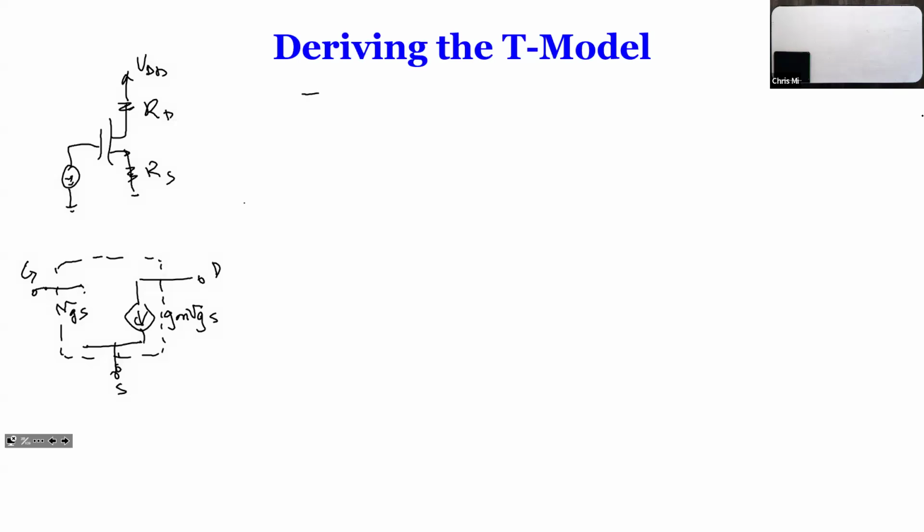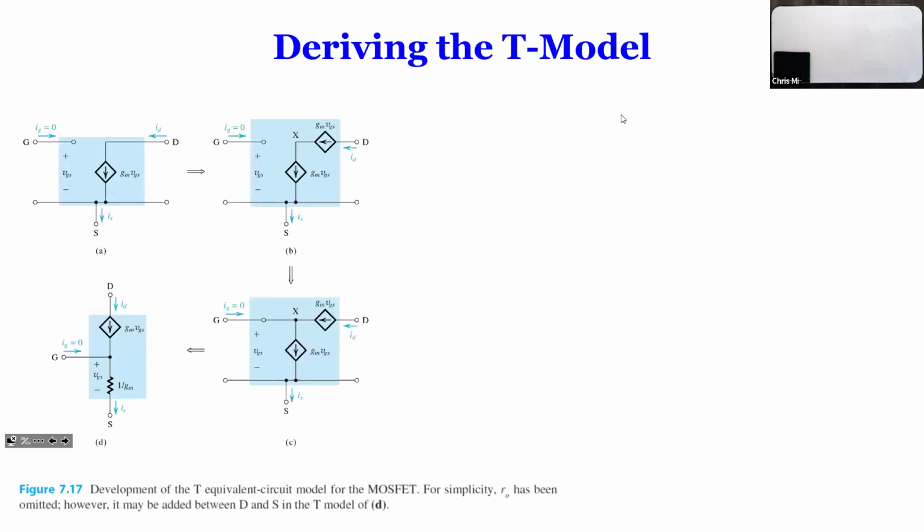So we're going to start with the pi model, a very simple pi model. So what we're going to do is we're saying, well, this is the current source. Oops.